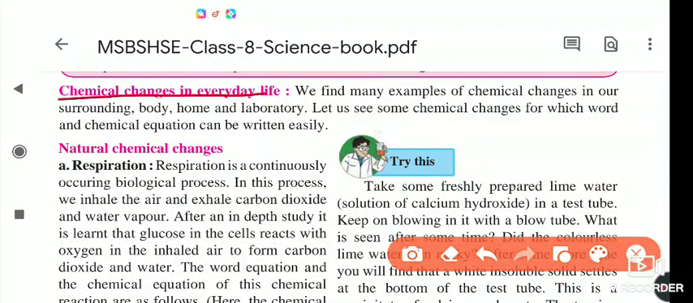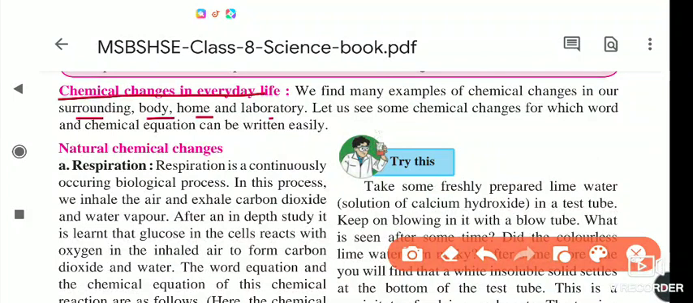We find examples of chemical changes in our surroundings: body, home, laboratory. There are so many chemical changes that take place in our body. The hormones are formed. Okay, these are nothing but chemicals. Let us see the body inside, and the surroundings also. If you see the ripening of fruit, blossoming of flowers, these are examples of chemical changes.